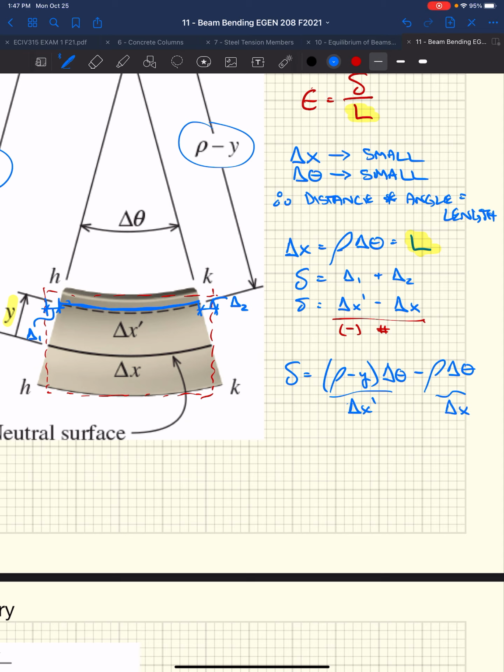We can rewrite this equation based on this small angle relationship between the radius and the angle, right? So radius of curvature times the change in angle gives us the length of our neutral axis. If we use the radius of curvature to whatever line we're looking at that's above our neutral axis, the length of that line is the angle times that radius, right?